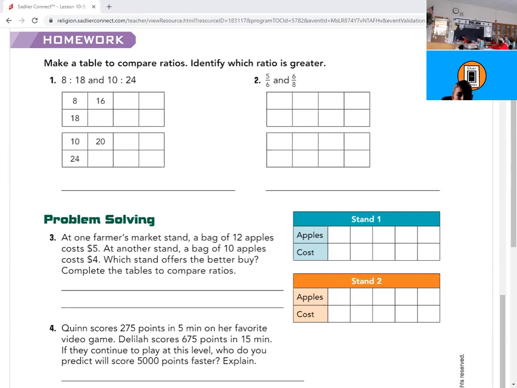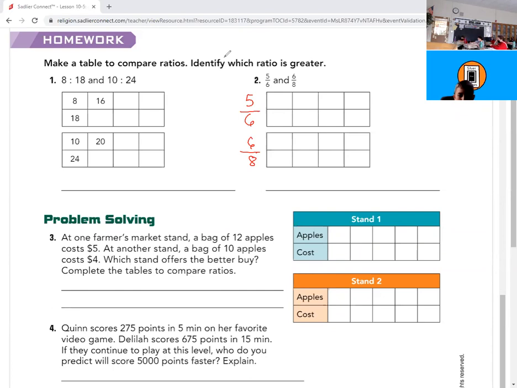So this is on page 180. If you could please have that ready to go for me. I'm going to start with number 2. Okay, number 2, we have two tables set up. We have 5/6 going to go in the top one, and then 6/8 is going to go in the bottom one. And so we're going to use that space to create some equivalent ratio tables.